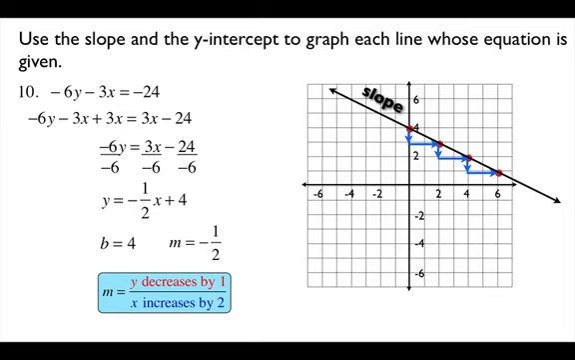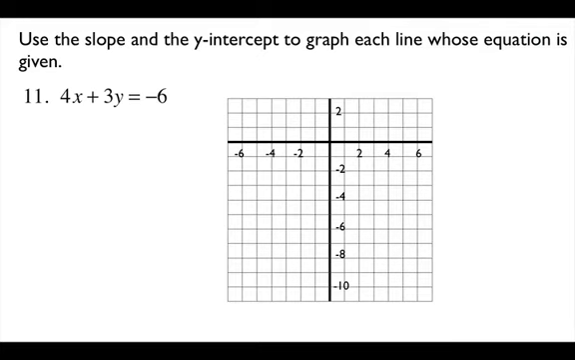Let's go to the last problem of this lesson. Same directions, just looks a little bit like number 10. This is not in slope-intercept form. I'm not going to give you the work, but you should be able to put it in slope-intercept form. I am going to give you the answer, so hopefully once you put it in slope-intercept form and graph it, the answer matches what I'm showing you.